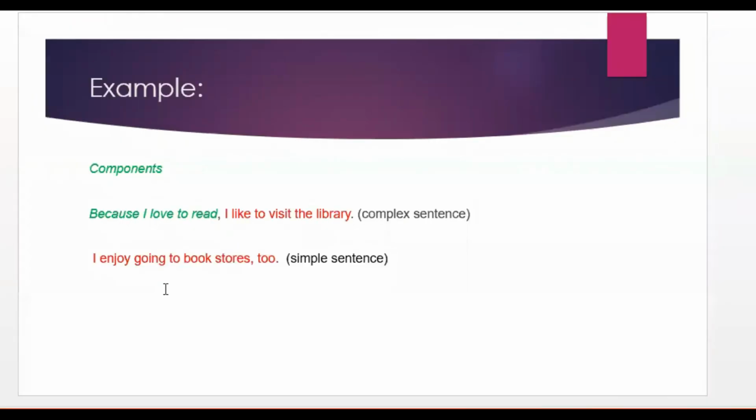Okay, so what we have here is that the components of a compound complex sentence are a complex sentence and a simple sentence. So I have here, "because I love to read," which is our dependent clause, "I like to visit the library," which is our independent clause. And then we have something else here: "I enjoy going to bookstores too."